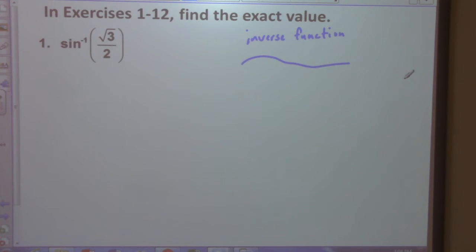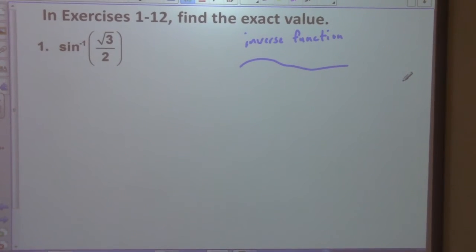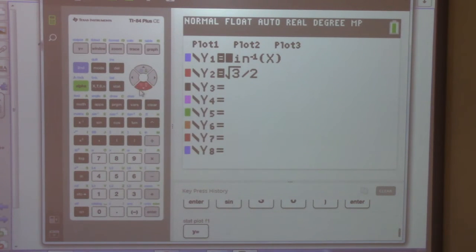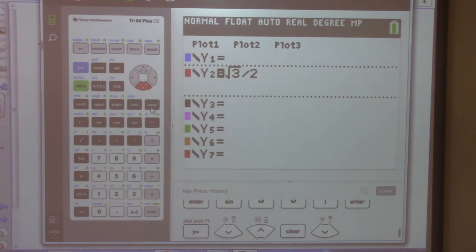Okay, now, so really, our answer is the answer to the question: what is the angle that produces a sine value of square root of 3 over 2? And I want to show you a couple things first. One is if I put in the calculator sine x right here.